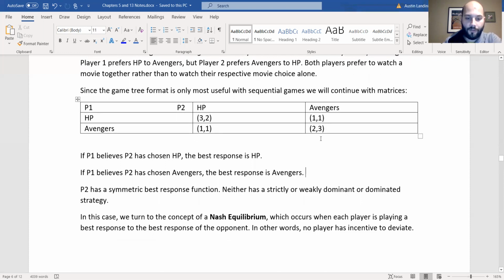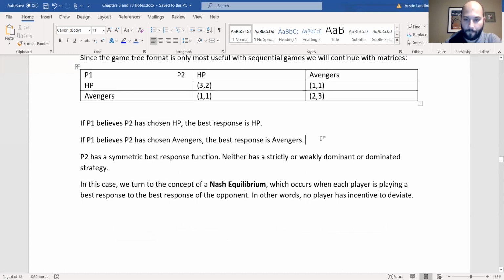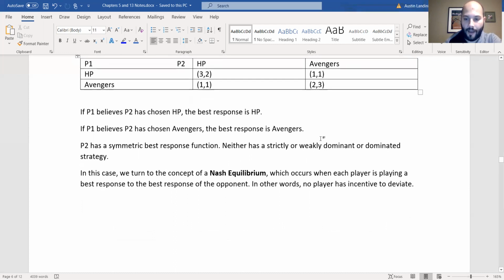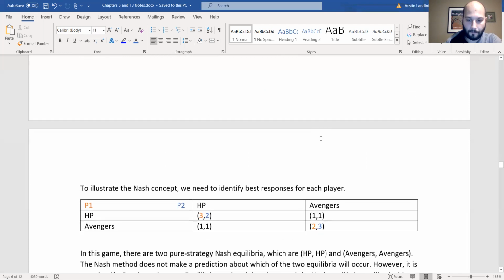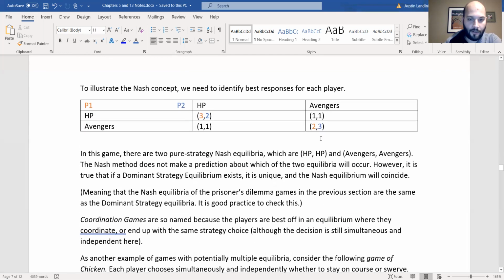So we'll talk about this Nash equilibrium, and a Nash equilibrium occurs when each player is playing a best response to the best response of the opponent, or in other words, no player has an incentive to deviate. So I've used some colors here to illustrate the best responses for each player. A Nash equilibrium will exist when we have an overlap of these best responses.